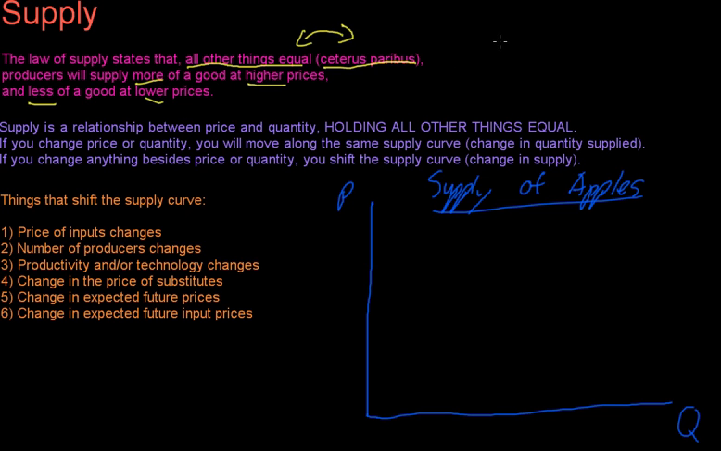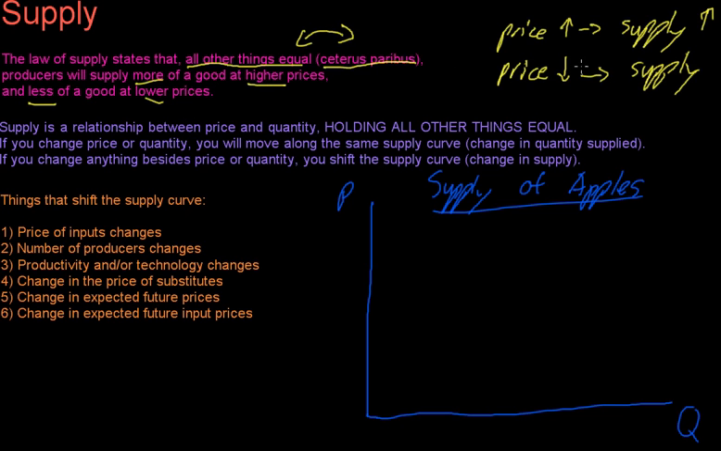So if price goes up, then supply goes up, and if price goes down, that means that supply goes down. So this is the opposite of demand. For demand, when price went up, demand went down, and when price went down, demand went up. But here, supply goes down. And this should make some kind of intuitive sense again. If you can't get a lot to sell a good, you probably aren't going to make a lot of it. And if you can get a lot for something, you're probably going to make a ton of it because you're making a bunch of money.